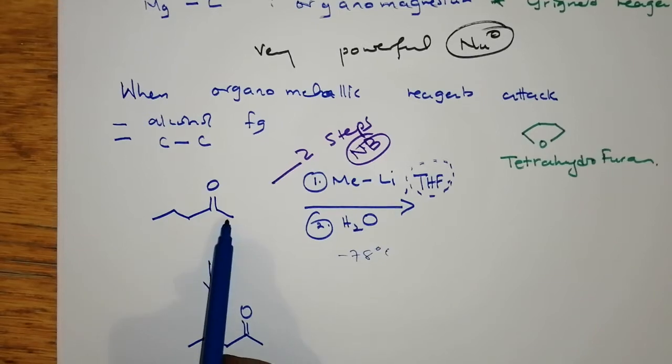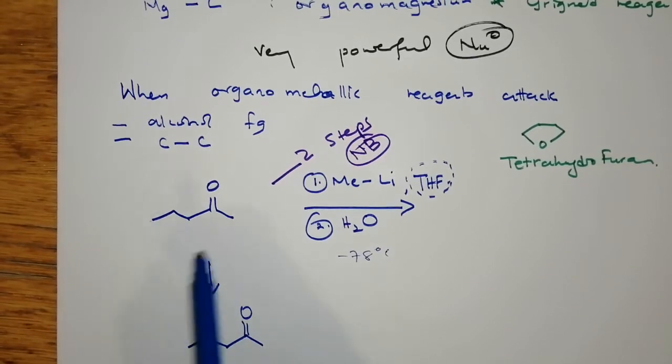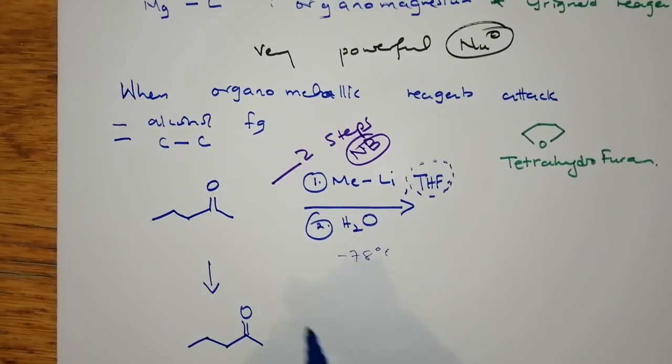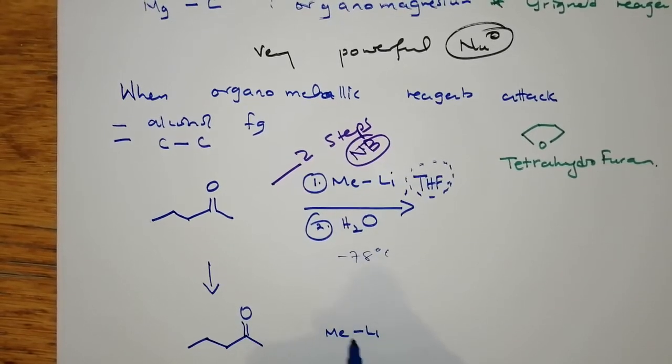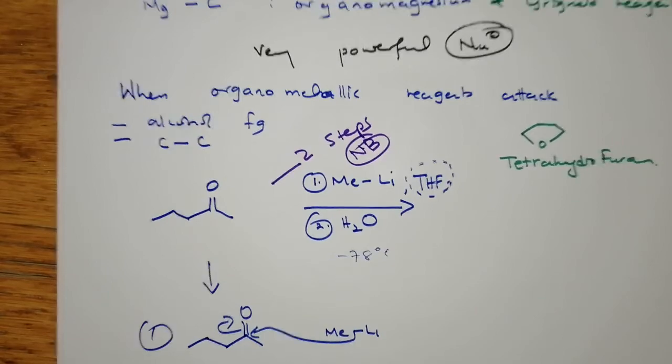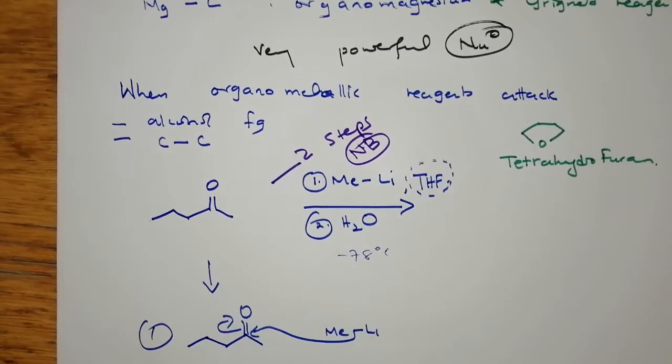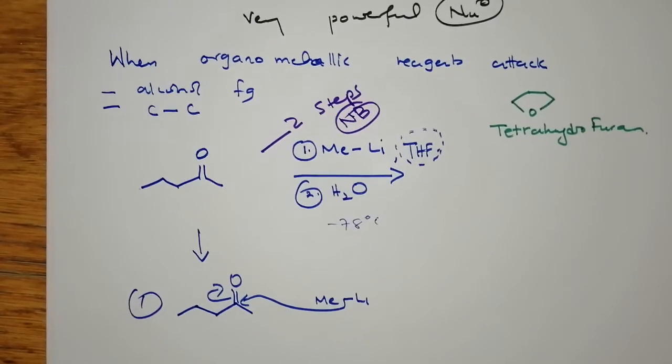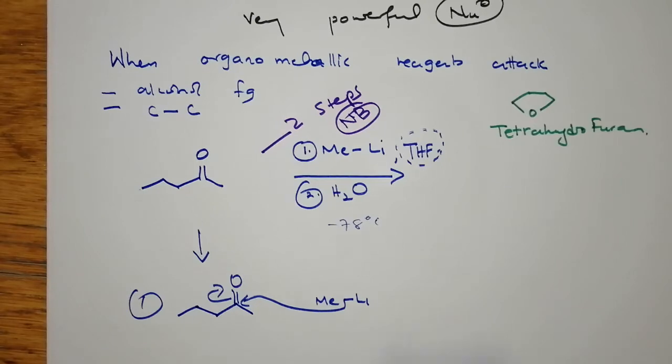Okay, so this is a ketone: 1, 2, 3, 4, 5. So this is 2-pentanone, right? So with MeLi, basically, this is our reaction. This is step number 1, right? And these must be separate steps, guys. You cannot have both water and the organolithium in the same step, right?